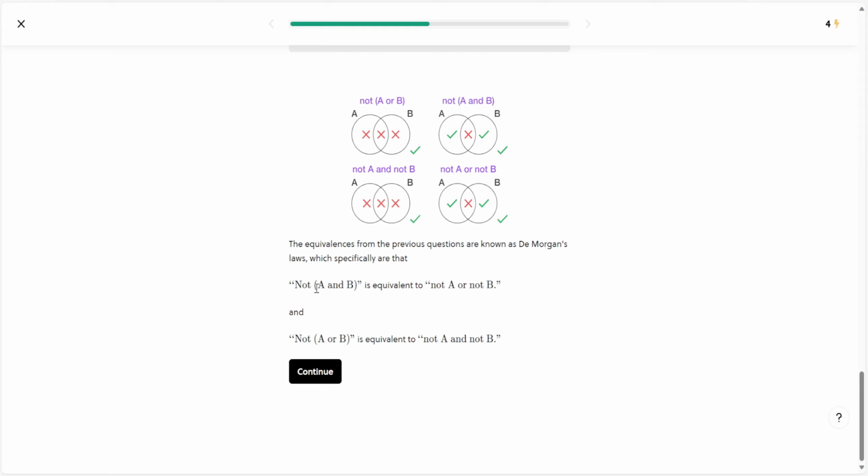Not bracketed and is the same as not unbracketed or not. So take away the brackets, change and or around, and add a not. Take away the brackets, change and or and not around, and add a not.